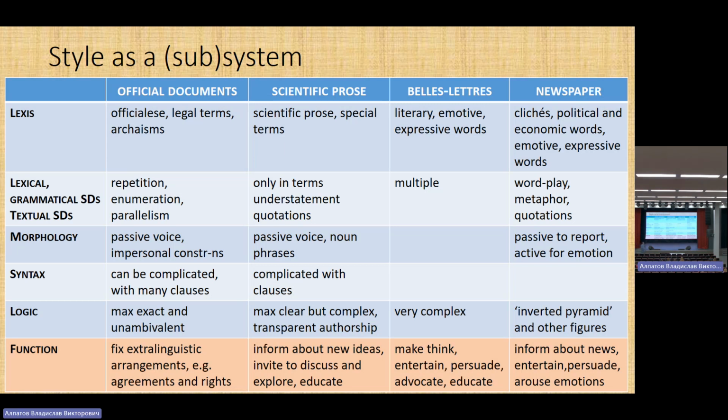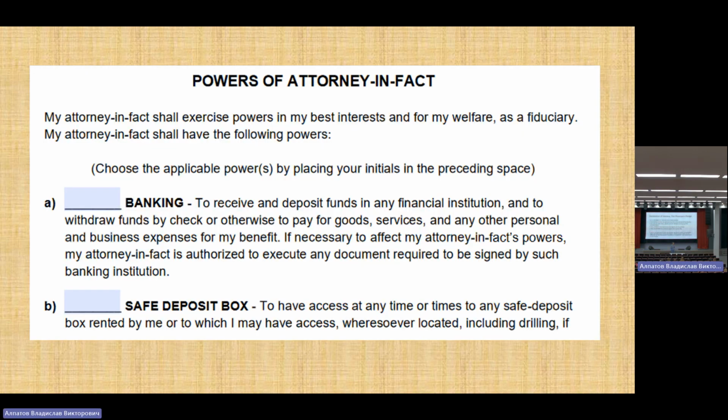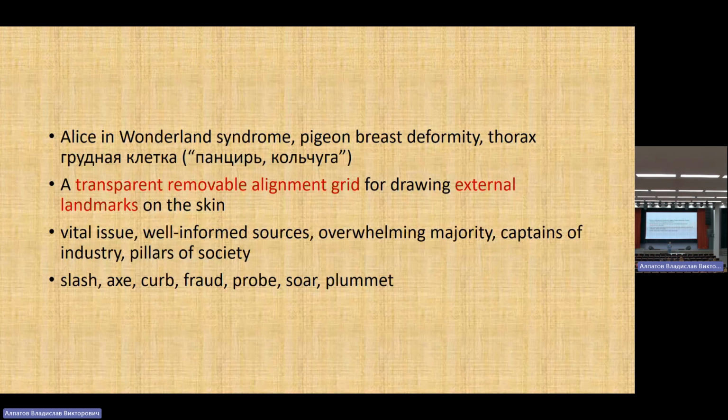Now, scientific prose. Of course, the lexis we discussed is scientific words which are typical of scientific prose, special terms, literary words, learned words, the stylistic devices. Again, no metaphors, of course, except in terms, because when scientists make terms, they are very often metaphorical. For example, Alice in Wonderland syndrome, синдром Алисы в стране чудес, when a person is lost or sees delusions and things like that. Pigeon breast deformity, деформация грудной клетки, в виде голубиная грудь, right?